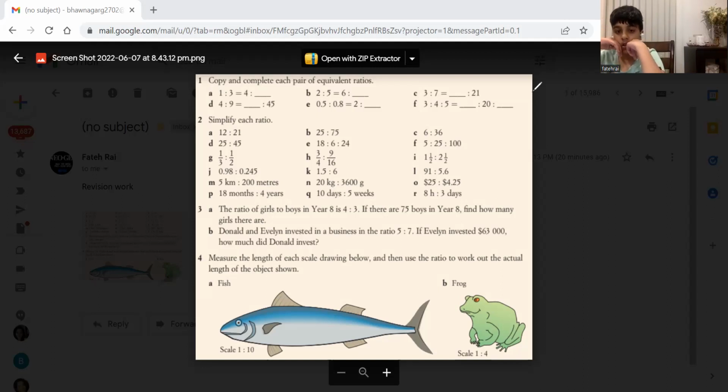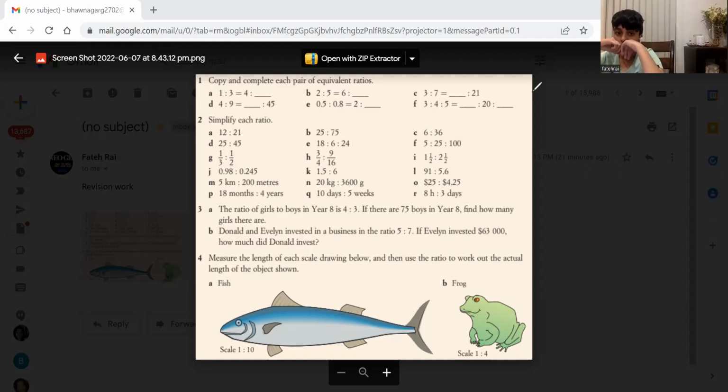1/5/20. 1, 5, 20. Correct. G part. I don't know how to do the G part.